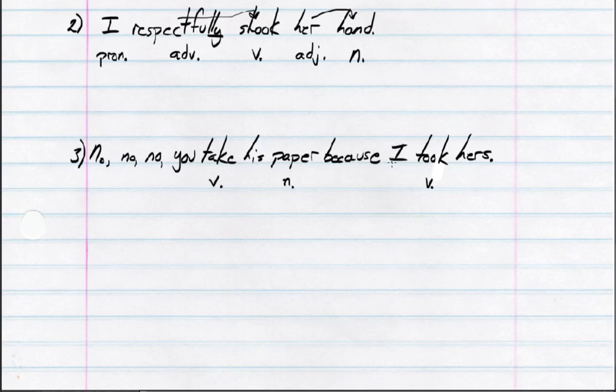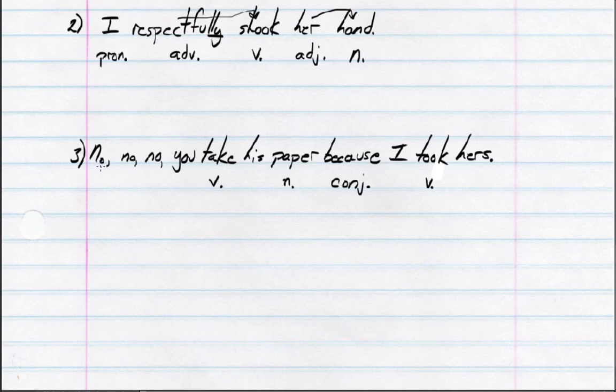His is a pronoun. I is a pronoun. Or his might not be a pronoun, but it's definitely not a conjunction. This is my conjunction. It's not one of the 7: and, but, or, nor, for, so, yet, because it is a subordinating conjunction. We'll get into that more in level 2. But because it's a conjunction joining I took hers, and no, you take his paper.